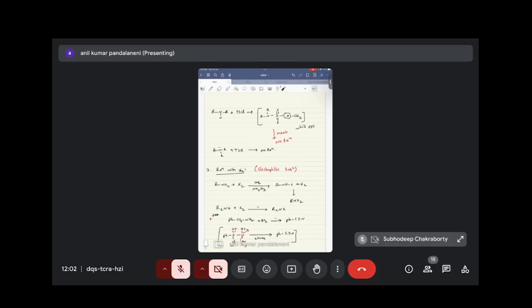Sir, in RNH2 reaction with X2, is X2 being formed again? No, sir. Above that, the two products you wrote, is that X2? No. This one is reacting further. Oh, okay. This one is one equivalent, and this is the second equivalent.